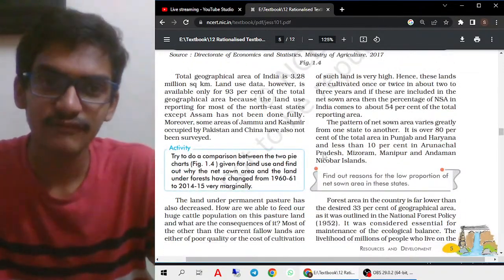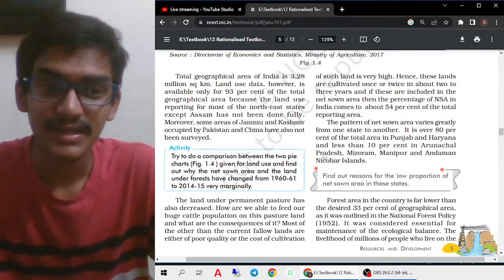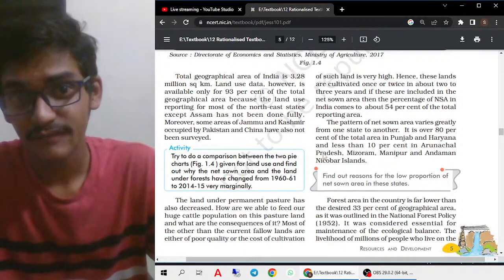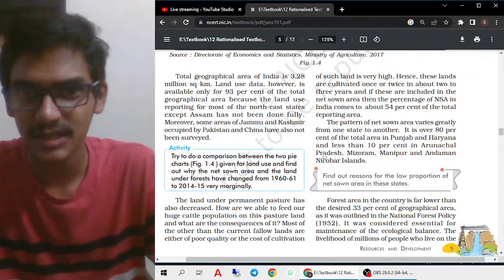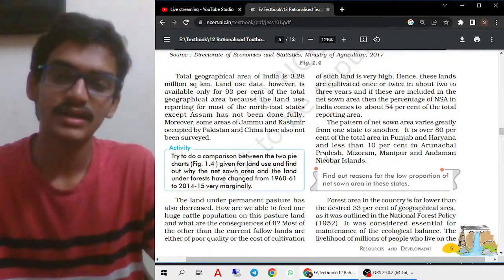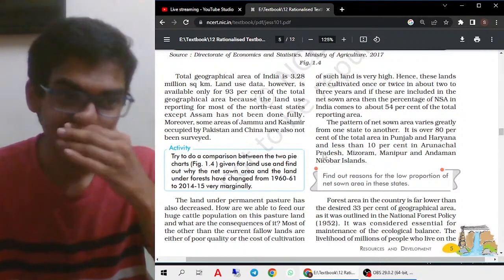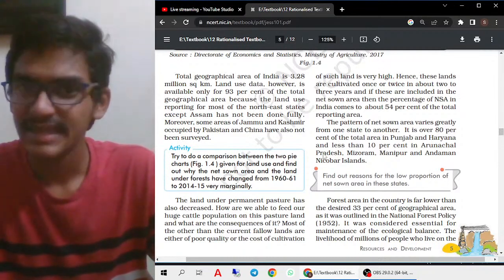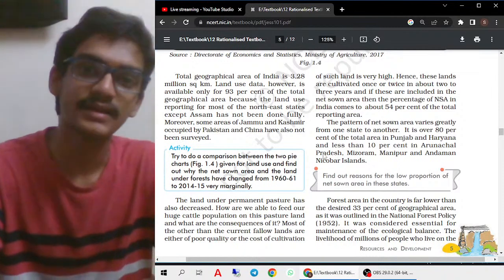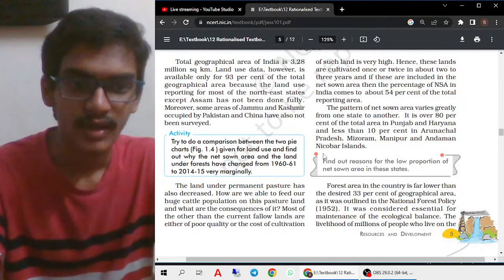Okay, the total geographical area of India is 3.28 million square kilometers. Just remember this. Only 93% of the total geographical area has been surveyed and is known. In some regions, like Jammu and Kashmir, some part is under China and some part is under Pakistan, and in the northeastern states some parts are also not known except Assam, because Assam is a more known state. Except Assam, other states' information is not known much.